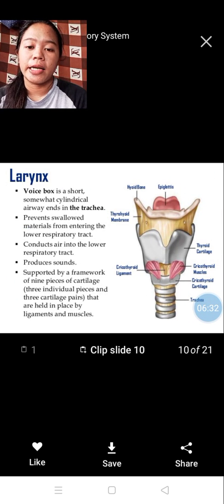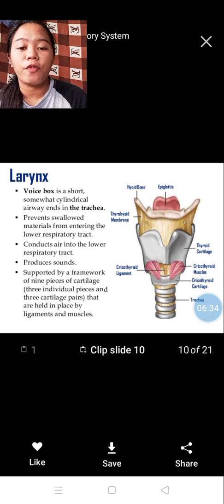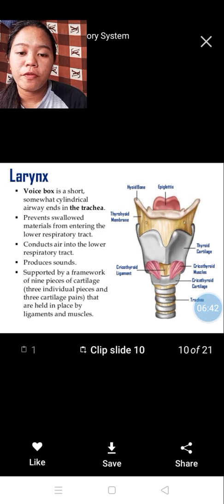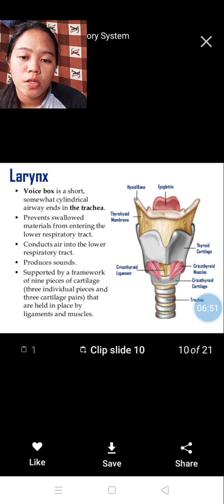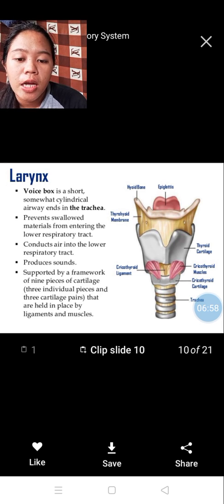So next is the larynx. When we say larynx, it is the voice box. It is a short, somewhat cylindrical airway leading to the trachea. It prevents swallowed materials from entering the lower respiratory tract. Also, it conducts air into the lower respiratory tract. The larynx also produces sound. Also, it is supported by a framework of 9 pieces of cartilage, 3 individual pieces and 3 cartilage pairs. It is held in place by ligaments and muscles.